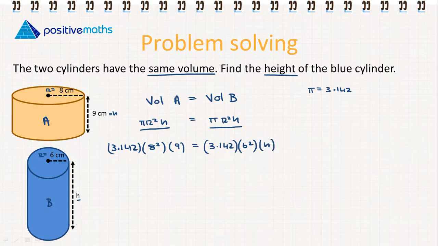So now, again, really the rest of it is solving for h. So we take it one step at a time. First I'm going to multiply my 3.142 by 9. So we get 28.278. And 8 squared is 64. On this side I'm going to have 3.142 multiplied by 36h.